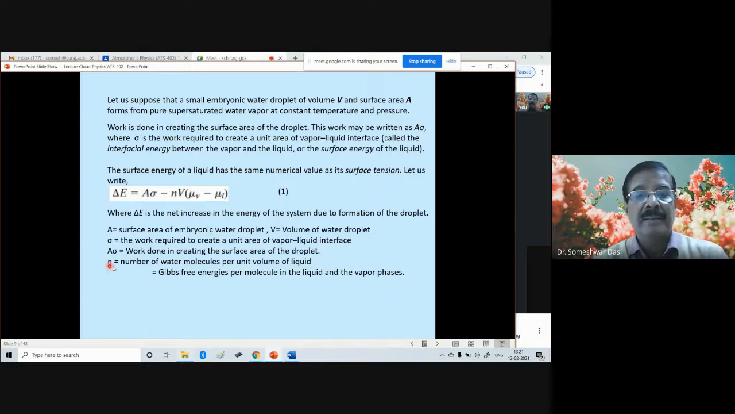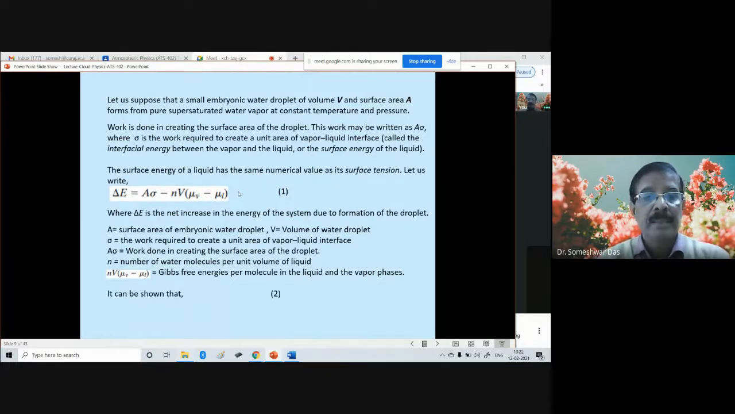And N is the number of water molecules per unit volume of liquid. And mu V and mu L are called the Gibbs free energies per molecule in the vapor and liquid phases. Yeah, this is called the Gibbs free energy.